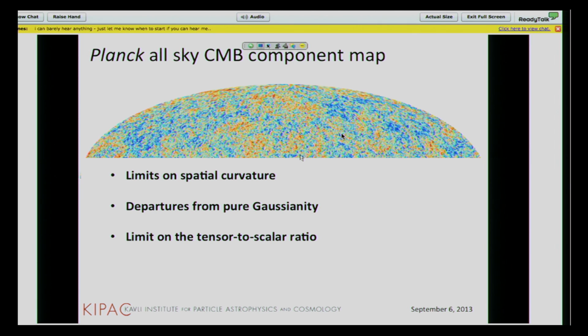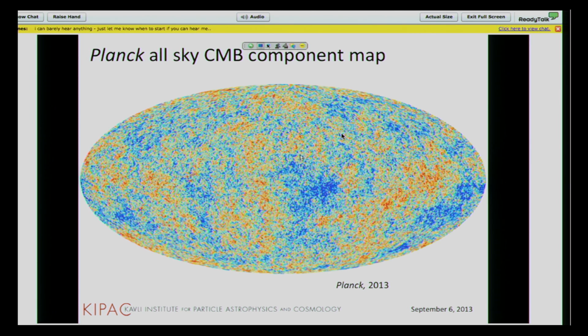So the data are these. This is a Planck all-sky CMB component map. This is generated from a linear combination of the data at wavelengths longer than about a millimeter, and represents our best estimate of what the primordial CMB fluctuations look like on the full sky.